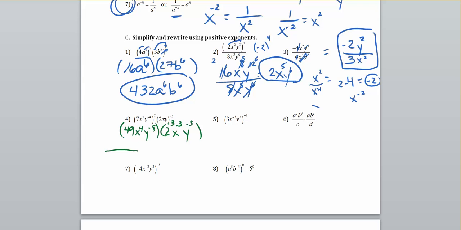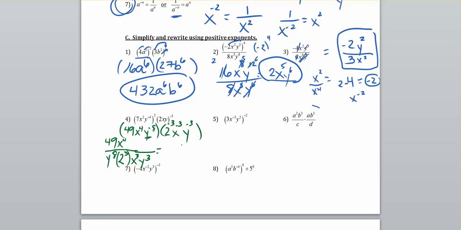Like I'm going to have things on the top and the bottom. I know 49 goes up top because it's just a positive number. X to the 4th will go up top. I'm going to move this y to the 8th to the bottom because I know all negative exponents need to be moved and changed to positive. All right, 2 to the -3. What that really means is it's going to be 2 to the positive 3rd down here. And I can simplify that in a minute. All right, x to the -3rd comes down, becomes a positive 3rd, and then y comes down to be positive.